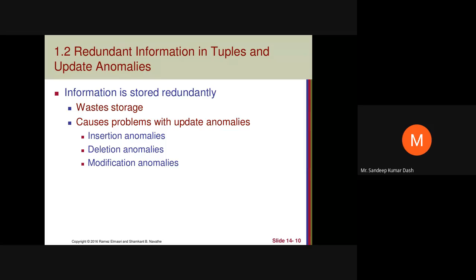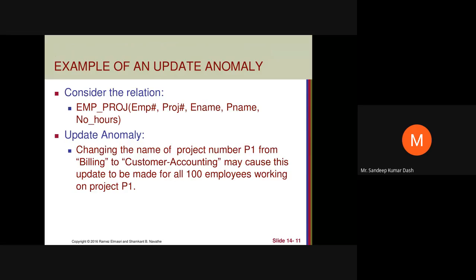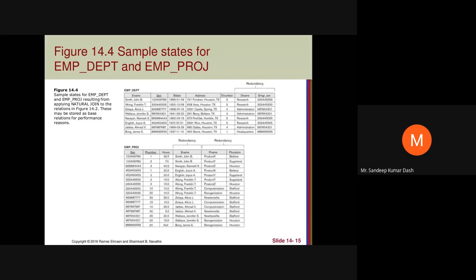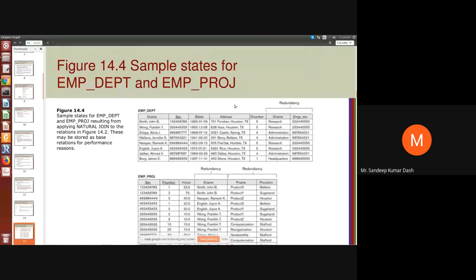For example, you see this one. Here the first employee is John B. Smith. He is working in department number 5. The department name is research. Similarly, the second employee is also working in department number 5. The department name is research.